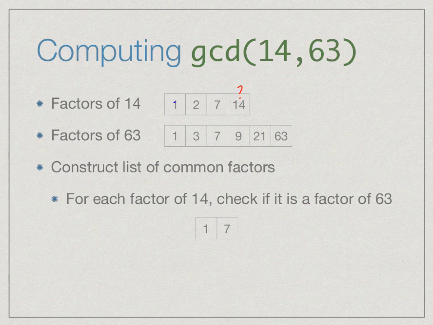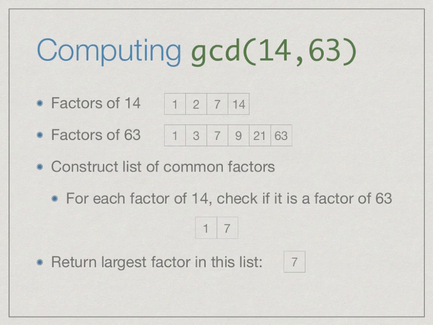So in this way, we have systematically gone through 1, 2, 7 and 14 and concluded that of these only 1 and 7 appear in both lists. And now having done this, we have a list of all the common factors. We computed them from smallest to biggest because we went through the factors of 14 in ascending order. So this list will also be in ascending order. So returning the largest factor just returns the rightmost factor in this list, namely 7. So this is the output of our function.